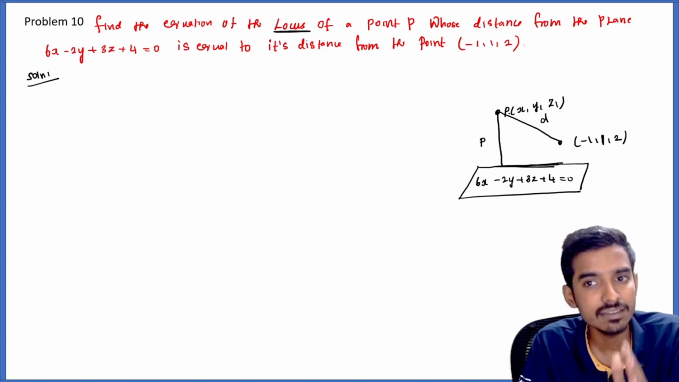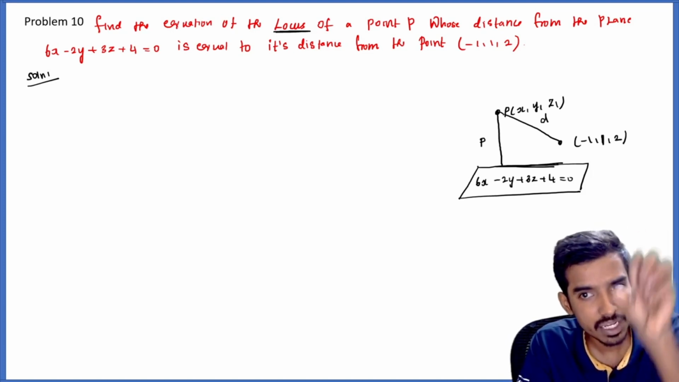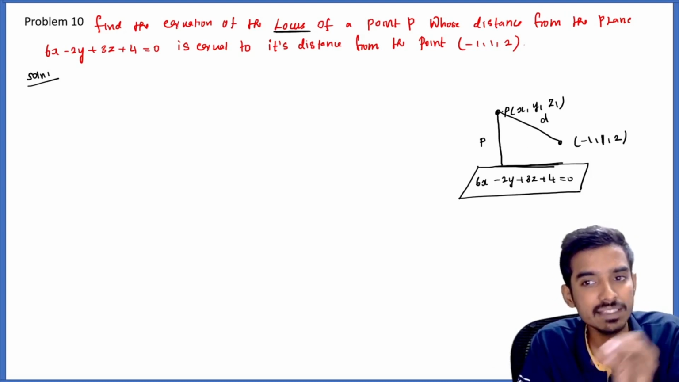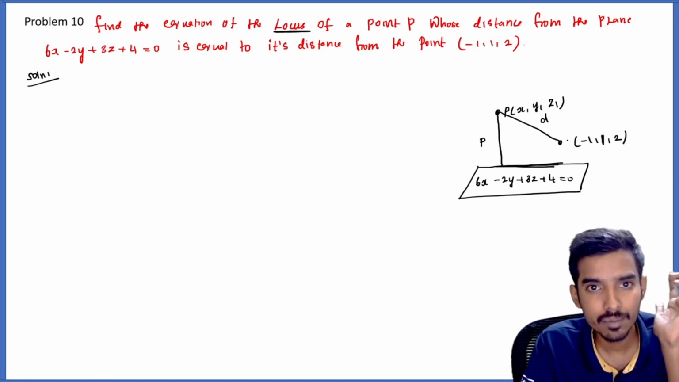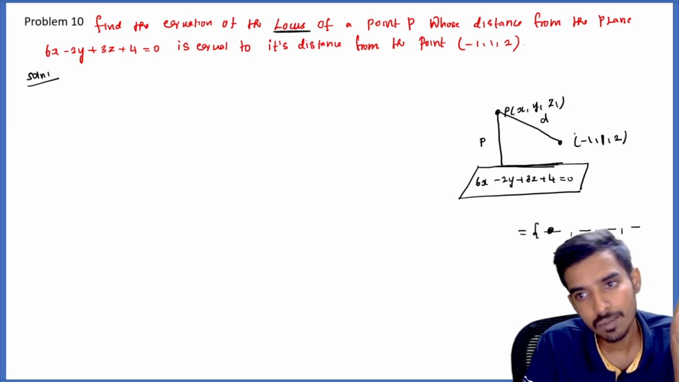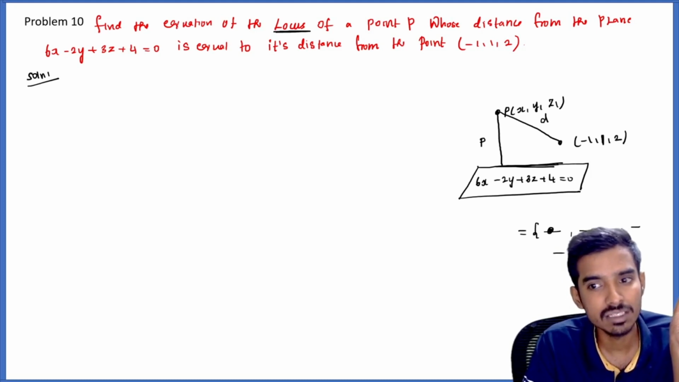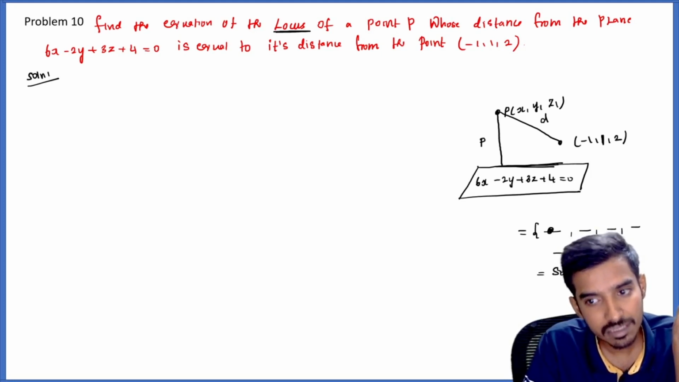Here the condition is that whatever point you take, the distance from that point to the plane is same as the distance from that point to the point minus 1, 1, 2. I'll repeat. When I say locus, there can be infinitely many points that satisfy the condition that whatever point you take, the distance from that point to this point is same as the distance from that point to the plane. There can be infinitely many points, but all those points will satisfy some equation. That equation is called locus.